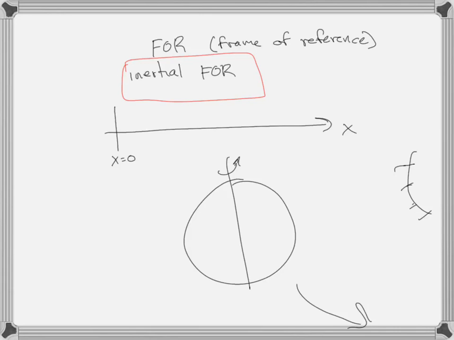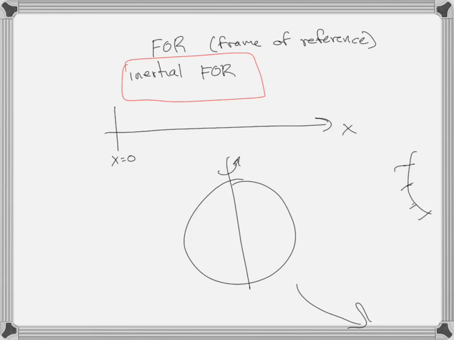And what does constant velocity mean? In a straight line at a constant speed. It does not accelerate, right? What's acceleration? Acceleration is a change in velocity. That's a change in speed or a change in direction. So an inertial frame of reference is one that moves at constant velocity.